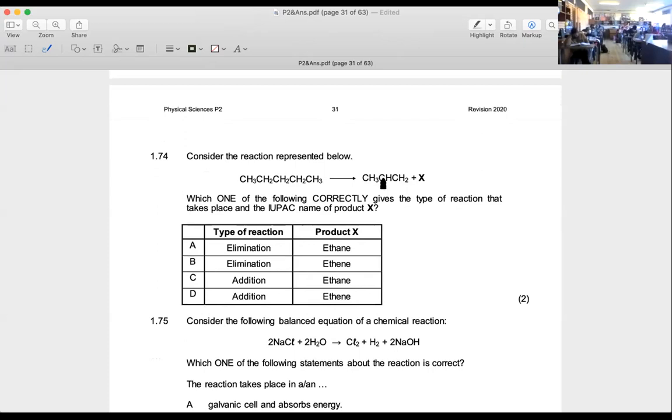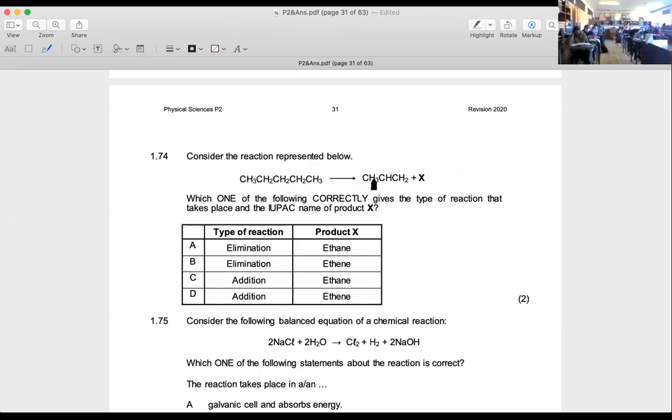But look, it's gone to form a double bond. There's a double bond when you see just that. So what type of thing is this? It must be an elimination reaction when you go from one to two. So it's either A or B. And what is product X?